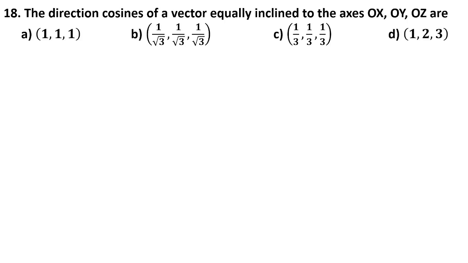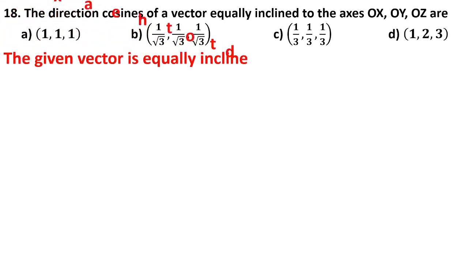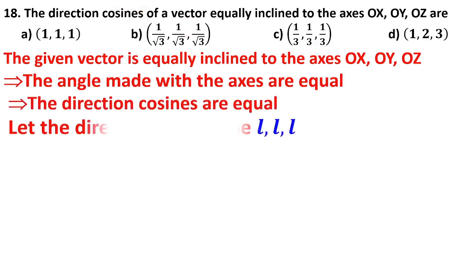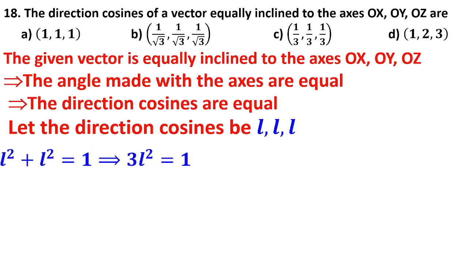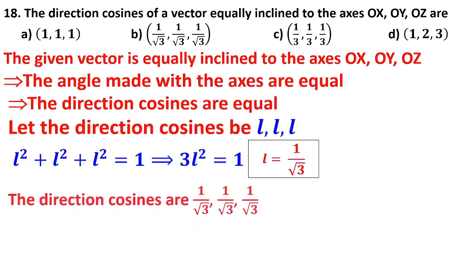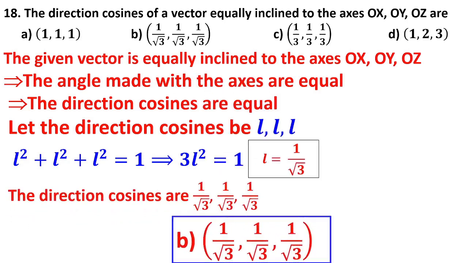Well, question number 18. The direction cosines of a vector equally inclined to all the three axes. The given vector is equally inclined. Therefore, we can take the angles made as equal. Therefore, the direction cosines are equal. Therefore, let it be l, l, l. You know the formula of direction cosines. The sum of the squares of the direction cosines is equal to 1. Therefore, l square plus l square plus l square is 1. Therefore, l is equal to 1 by root 3. Therefore, the direction cosines are 1 by root 3, 1 by root 3, 1 by root 3.